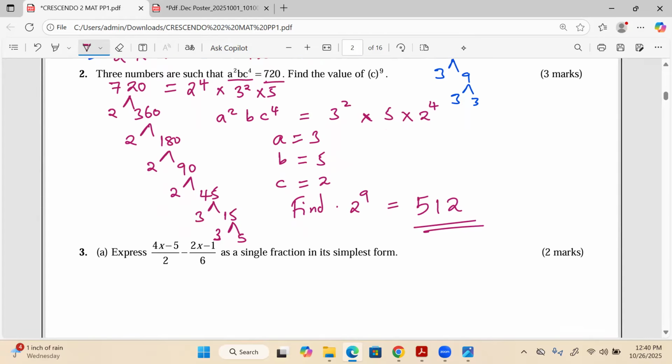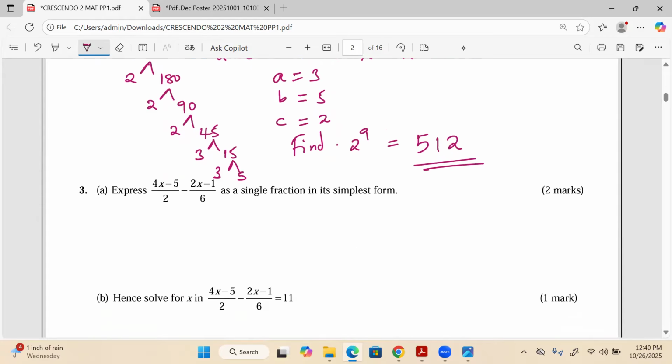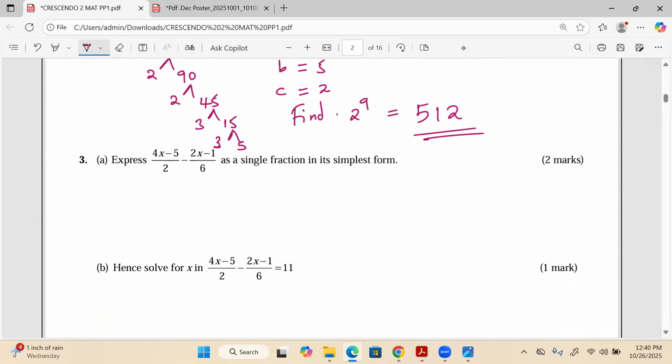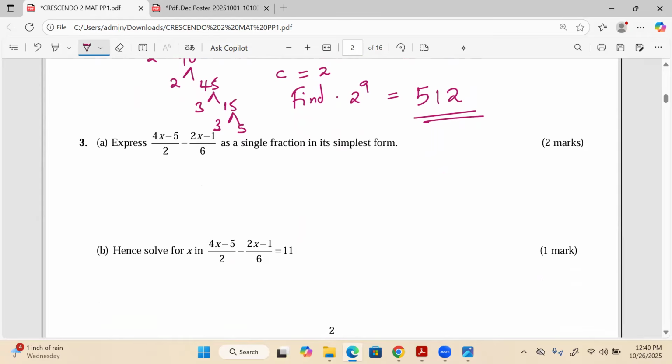A very interesting question. 512. Look at number 3, ladies and gentlemen.